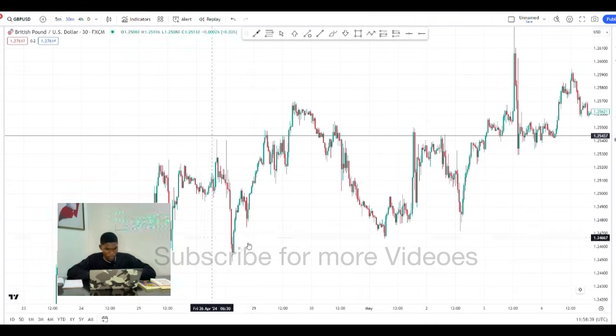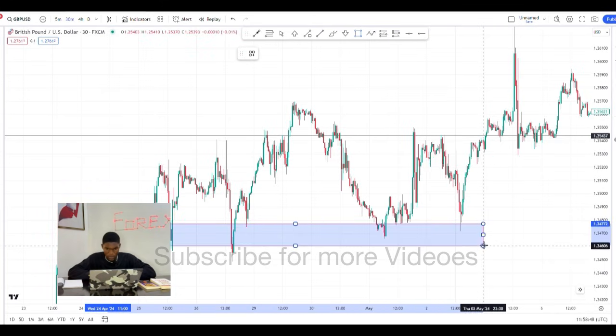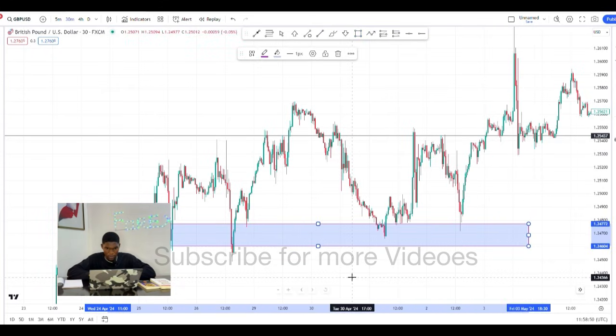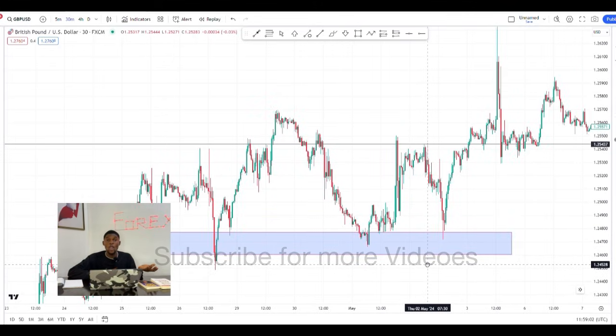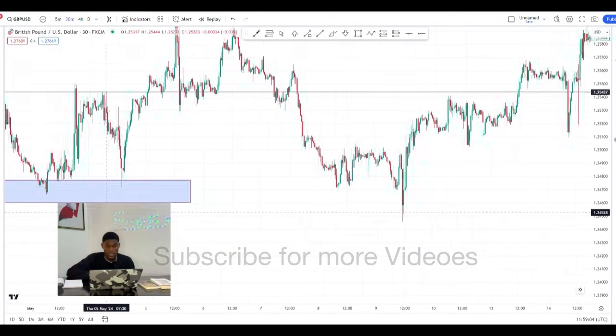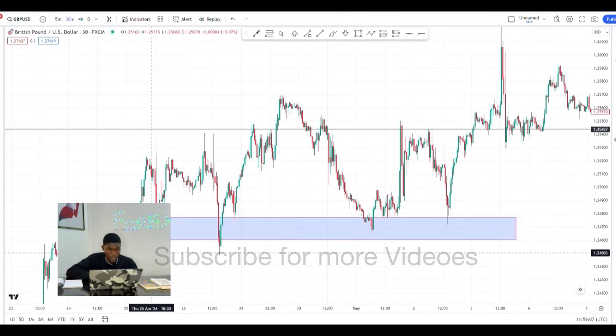So looking at this place, let me use the box like I always do. At this point in time, I told you this is the resistance. The market broke above the resistance a bit. The market came down here to this support. How can you spot a support? It has to have 3 or more touches. You understand? 3 or more touches.